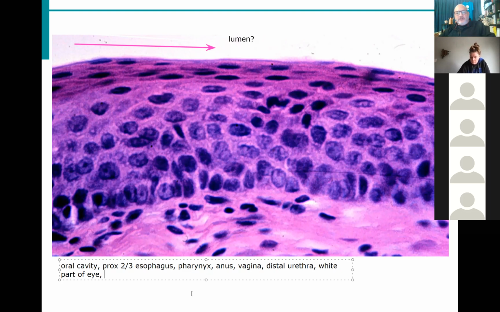And notice if you look at all those, with the exception of the eye, all of those are enclosed spaces, whether the anus or the vagina or the oral cavity. So technically it would be a lumen. But again, it's always going to be a free space. So free space is always a safe answer.